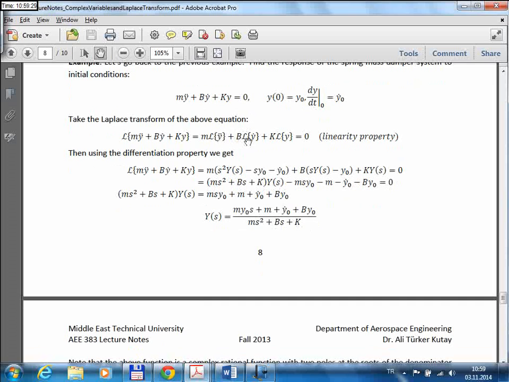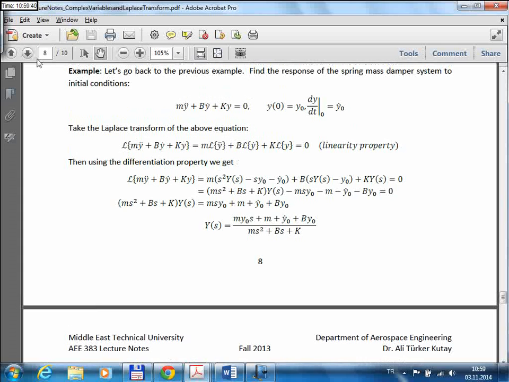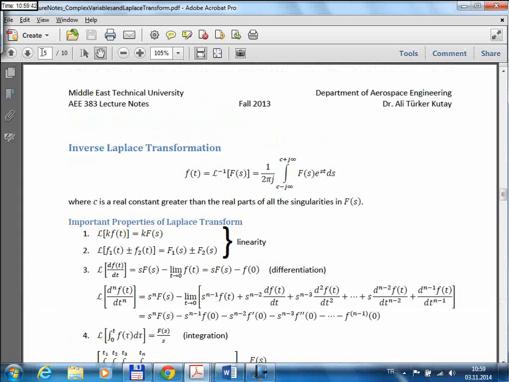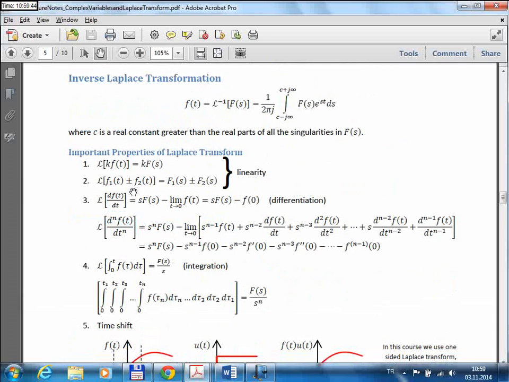Next, we make use of the differentiation property. So I need to transform these three: y double dot, y dot, and y. So we go back to the differentiation property, and then we just use that directly. Okay, so this is the differentiation property. If you want to take transform of the nth derivative of a signal, here's how you do it. You just put s to the power n times the transform of the signal, and then you subtract these terms due to the initial conditions.